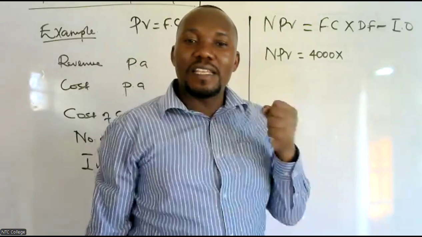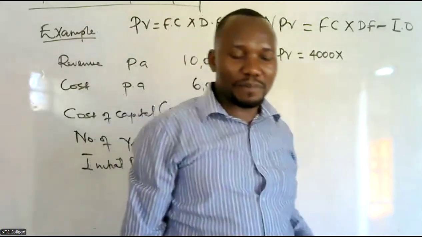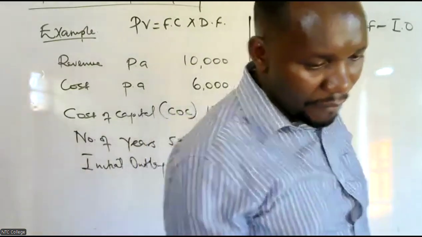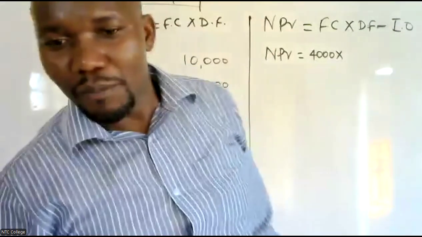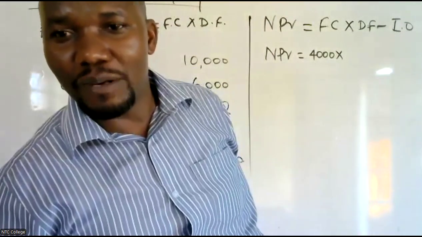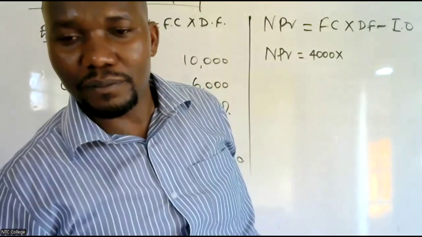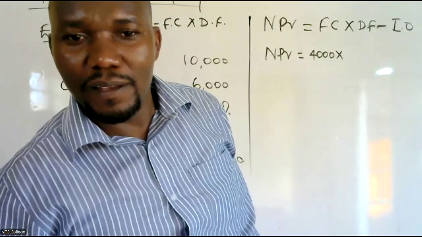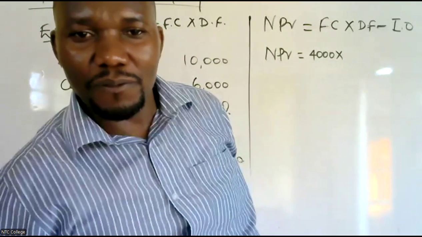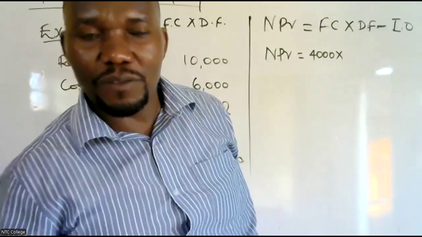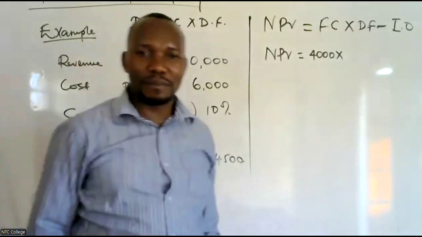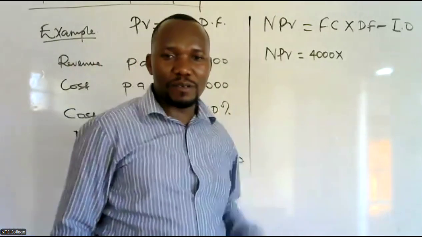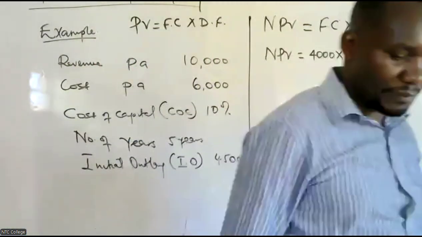Therefore, that makes it regular or irregular. Can somebody help me there? Is it a regular cash flow or irregular? Sally, Faith, which kind of cash flow is that? Is it regular or irregular? Getting 4,000 every year for the next 5 years. Similar amount. Regular.